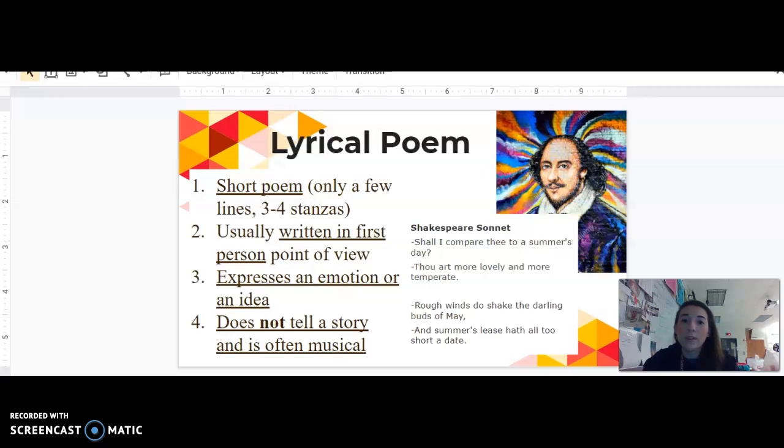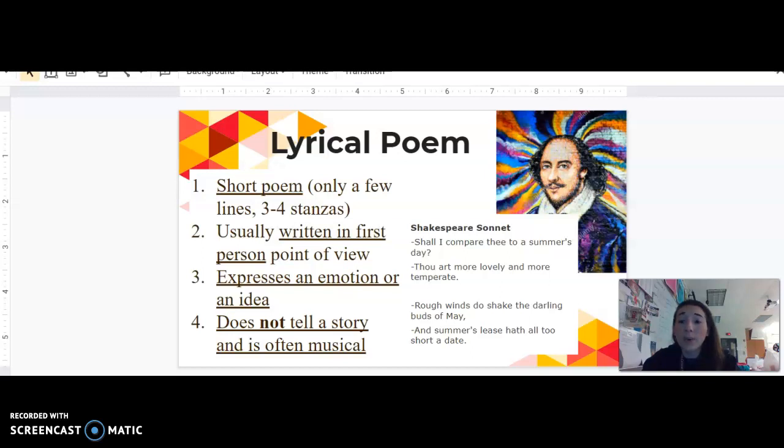Lyrical poems are short poems, only a few lines, 3 to 4 stanzas, usually written in first-person point of view. They express an emotion or an idea. They do not tell a story and are often musical.